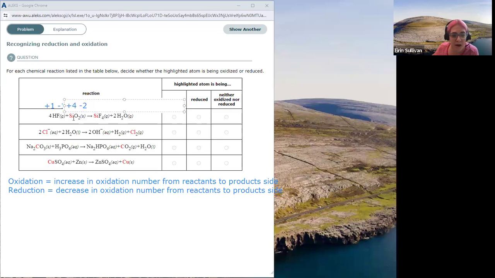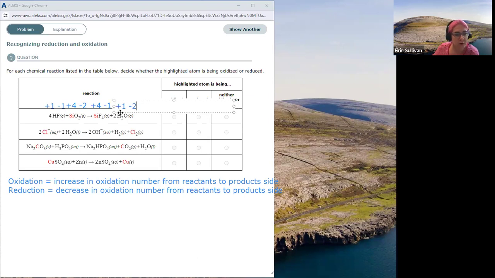And it's silicon we're being asked about, but I'm just going to do it for everything just so you get some more practice. Fluorine, well, each one of those is -1, so silicon is going to be +4, and each fluorine is -1. And then H2O, hydrogen is +1, oxygen is -2, so that balances. Okay, so let's have a look.